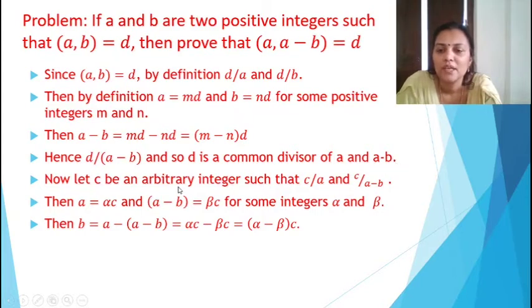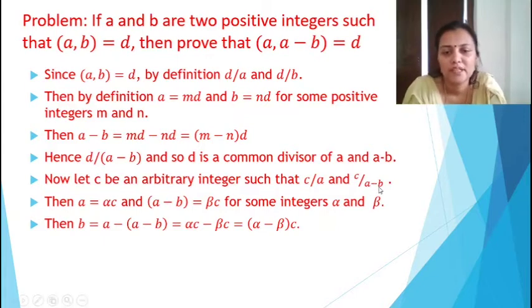Now let c be an arbitrary integer such that c divides a and c divides a minus b. Now we have to show that d is the greatest common factor. So c divides a and c divides a minus b, so we could write a is equal to alpha c and a minus b equal to beta c for some integers alpha and beta. Then we could write b is equal to a minus (a minus b), which is equal to alpha c minus beta c, which is equal to (alpha minus beta) into c.